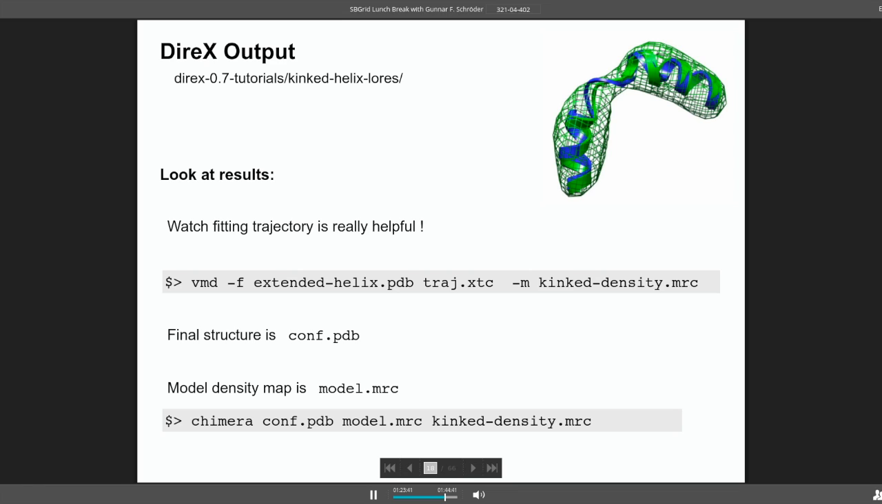We talked about this already. So you can look at the fitting trajectories here. I typically use VMD to look at the fitting trajectories because it has a much faster way of displaying the trajectory. The reason is that this XTC format is a compressed format. And then of course you look at the model map and the density map in the end.